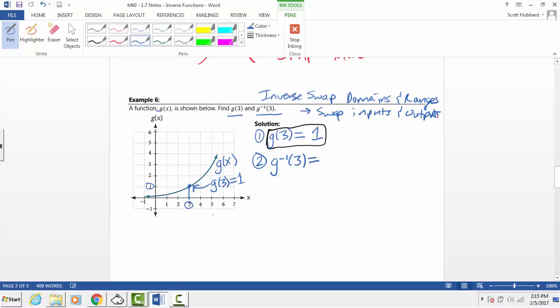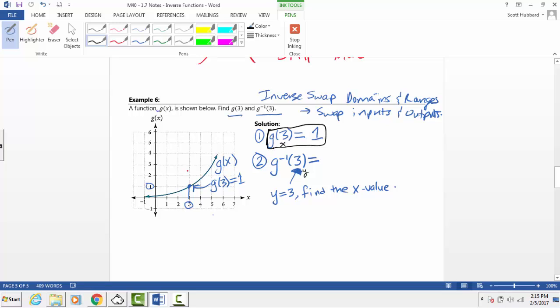So what g inverse of 3 is really asking us for is, this 3 here is not going to be an input. It's not going to be an x value. That's going to be a y value. So this is telling us y is equal to 3, and then it's asking us to find the x value. When I have an original function, like on this problem, this 3 was an x. But this g inverse, this is actually going to be a y.